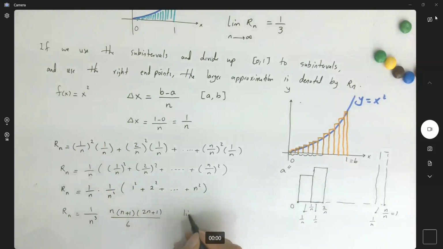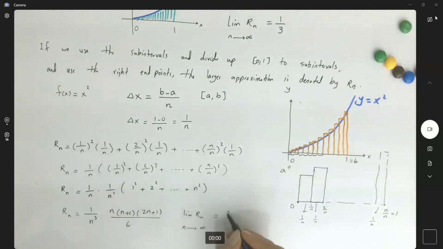Very good. Now, if you take the limit from math 1a as n approaches infinity, the degree of the denominator and the degree of the numerator are the same. So it's going to be 2 over 6, or a third.